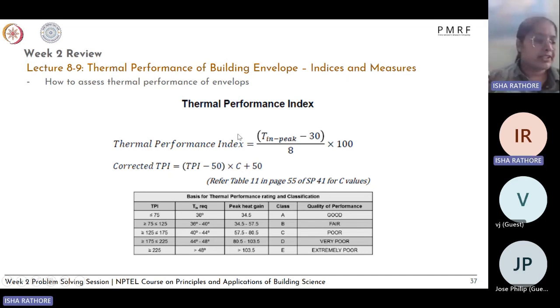So TPI is usually calculated for the west wall. And if you want to calculate it for a different wall, let's say for the south wall, you have to use a correction factor. So for calculating the corrected TPI, or for calculating TPIs for walls other than the west wall or for the roof, you have to do TPI minus 50, which is the TPI value which you got, minus 50 into the correction factor. This is also determined from a table which is given in SP41 and NBC both, plus 50. Okay, so we will look at calculating TPI also in the next few slides.